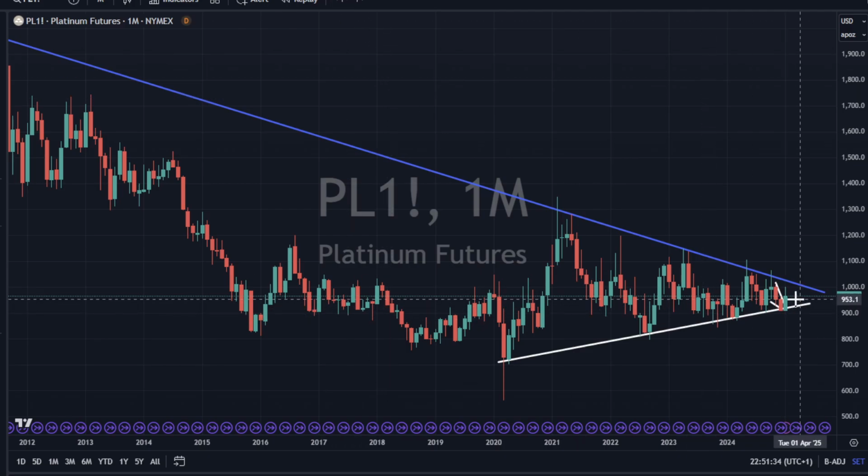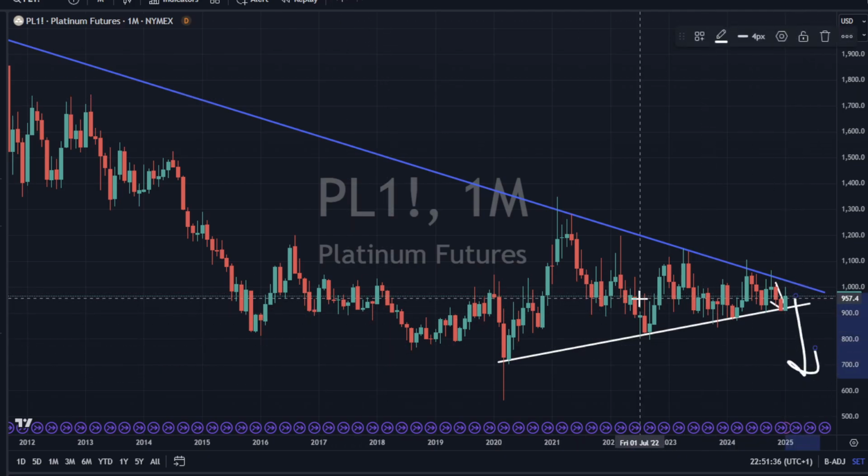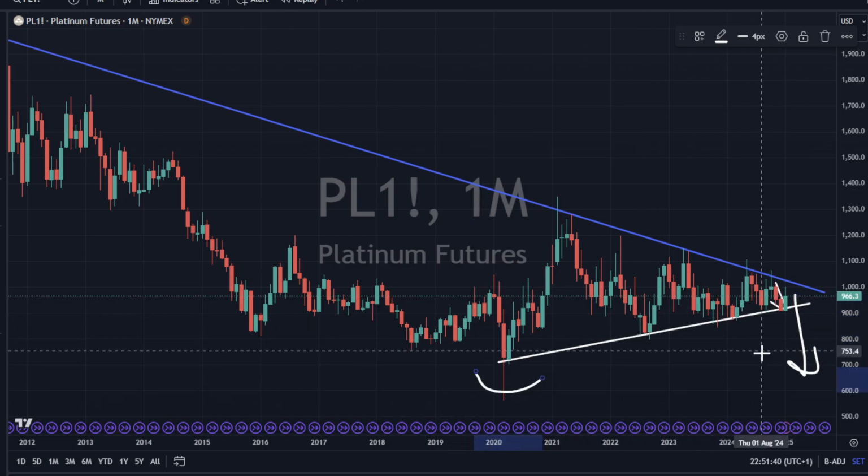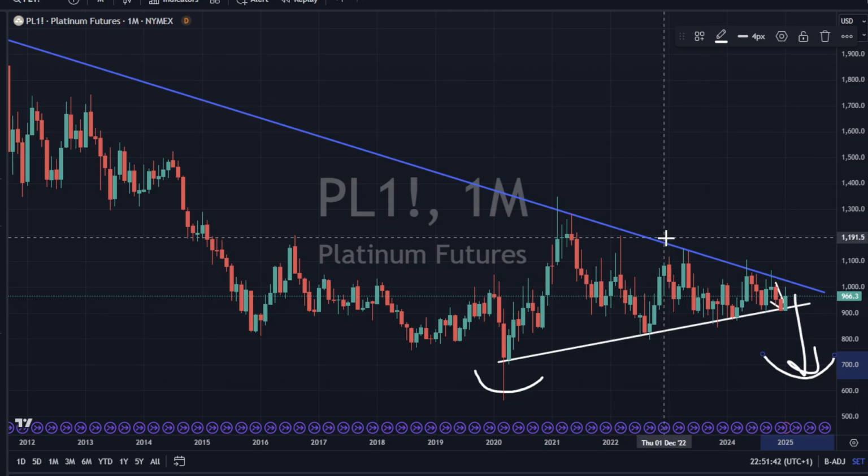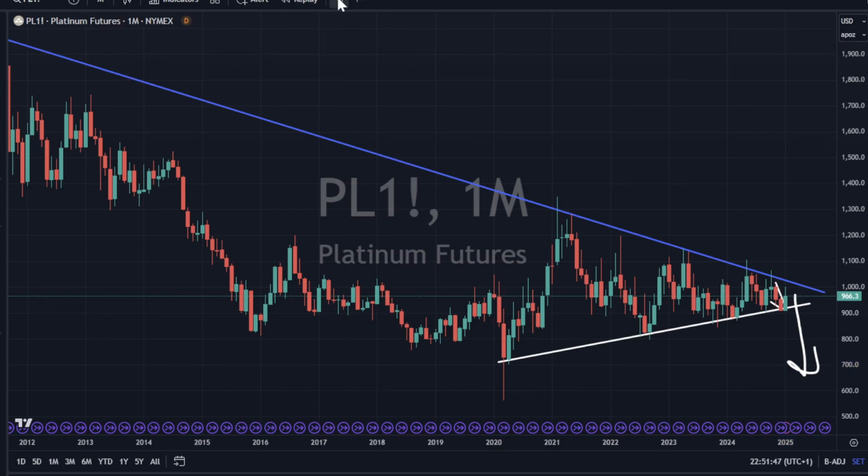I don't see how we could break down and be held down for any length of time. We could do a potential double bottom if there was a scare in the system or something like that. It's possible, but that's not what I'm projecting. I think we're going to break to the upside.